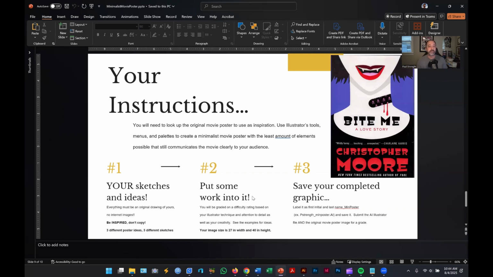Be inspired, don't copy. It's okay if you see something and you're like, dang, I really like that design. How can you change it and make it yours? Make it yours. Don't copy. All right. You need to have three different poster ideas. That's three different sketches. Now, you could do three different sketches of one movie. You could do one sketch of three different movies or any variation thereof. I just want you to have three different ideas that come about.